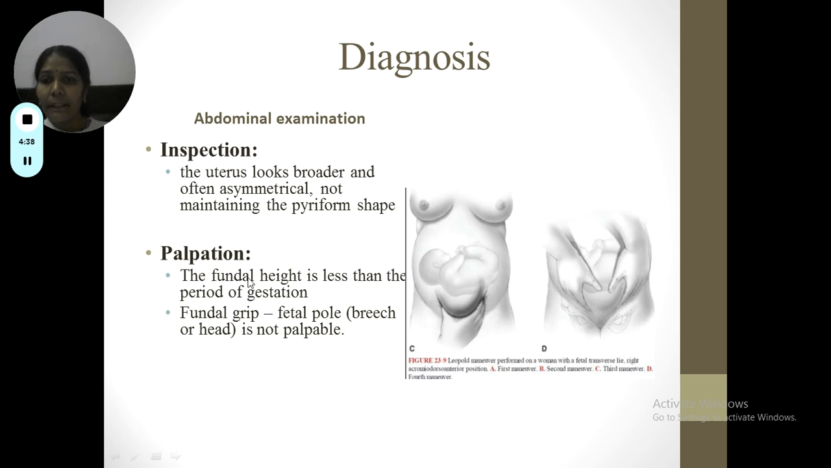On palpation, the fundal height is less than that of the period of gestational age, and on fundal grip there is no fetal pole, breech or head. Neither pole is being palpable in the fundal grip.